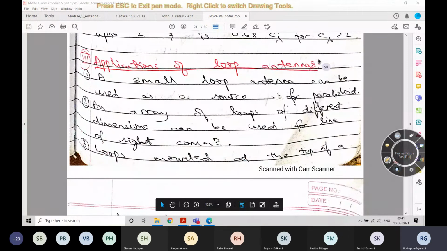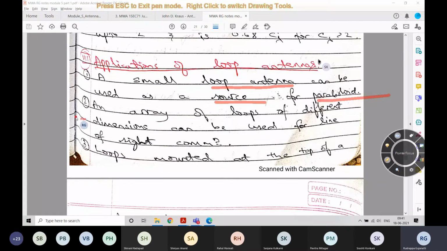So these are a few of the applications of the loop antennas. Loop antennas are utilized as a source for the paraboloid. A paraboloid is nothing but the dish antenna you have observed, right? It has a saucer kind of structure, and in front there is a feeder or a receptor. What this does is it receives all the signals which fall onto the parabolic structure. So in such cases, you make use of small loop antennas.